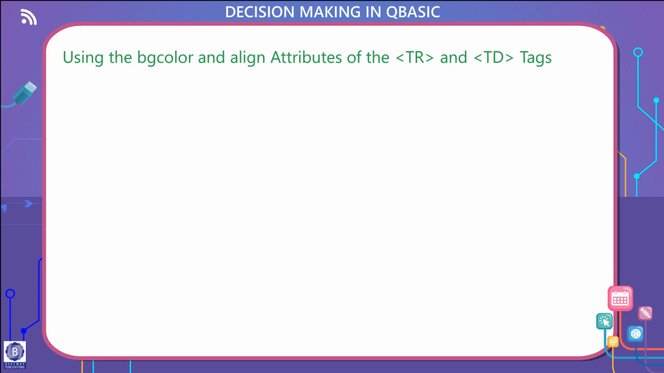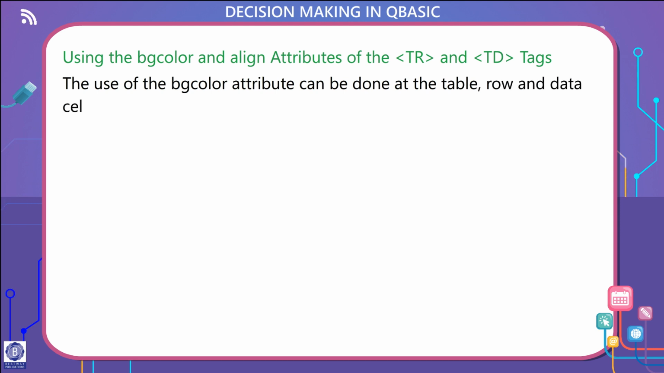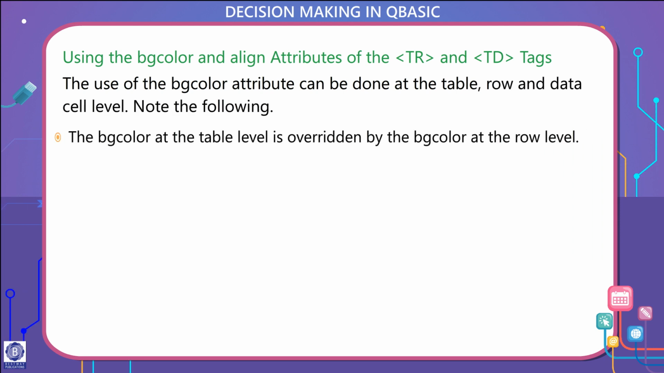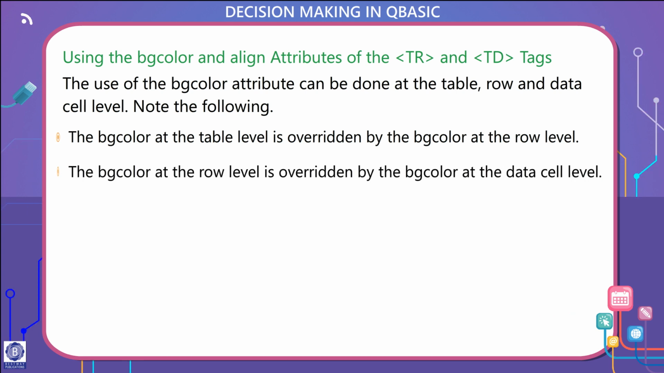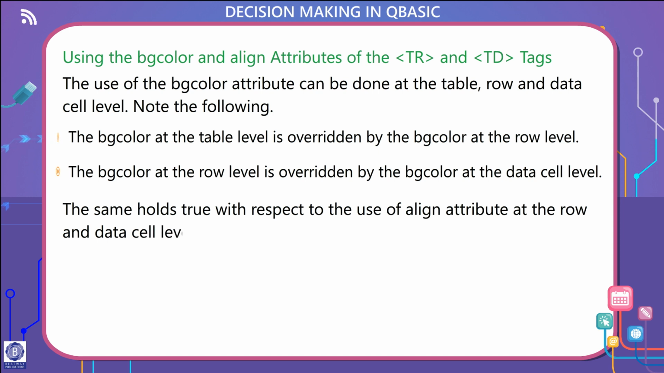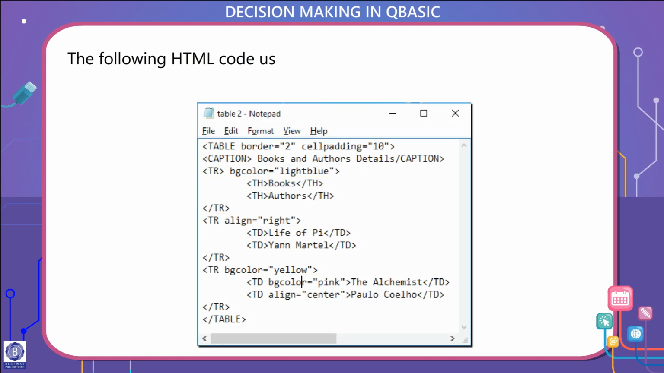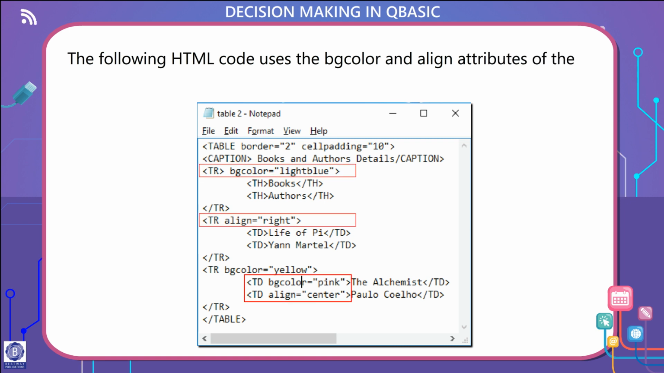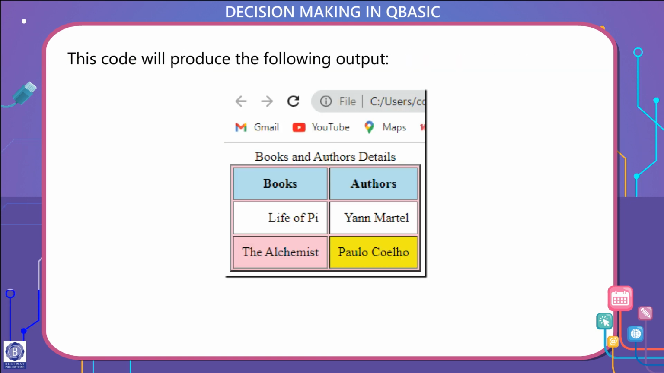Using the bg color and align attributes of the tr and td tags. The use of the bg color attribute can be done at the table, row and data cell level. Note the following. The bg color at the table level is overridden by the bg color at the row level. The bg color at the row level is overridden by the bg color at the data cell level. The same holds true with respect to the use of align attribute at the row and data cell level. The following HTML code uses the bg color and align attributes of the tr and td tags. This code will produce the following output.